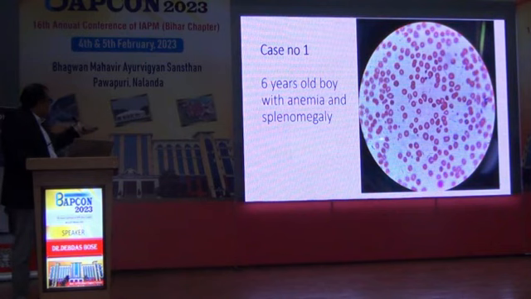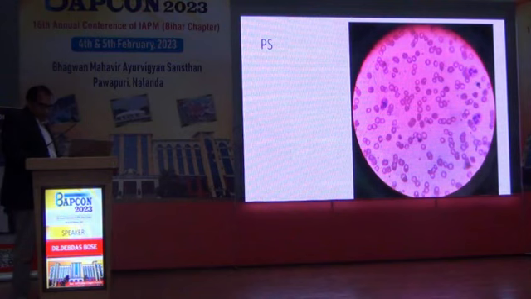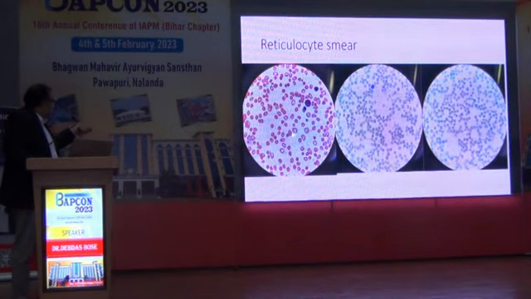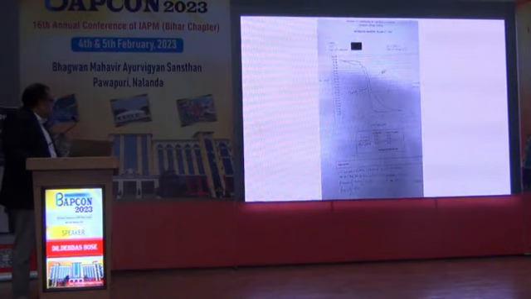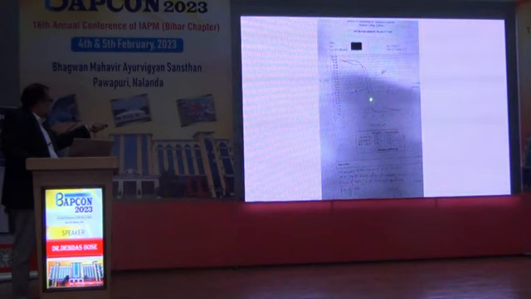6-year-old boy, anemia, splenomegaly, lots of spherocytes. So this is a case of hereditary spherocytosis. Reticulocytes are there. We did the IOFT, the incubated osmotic fragility test. Definitely hemolysis is present, so increased osmotic fragility. We repeated it, and the RBC osmotic fragility is increased.